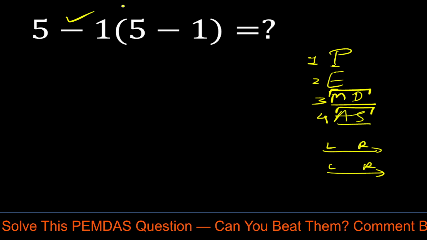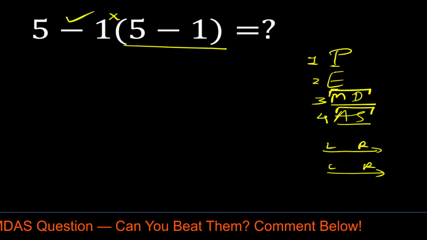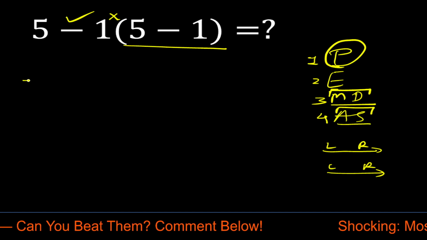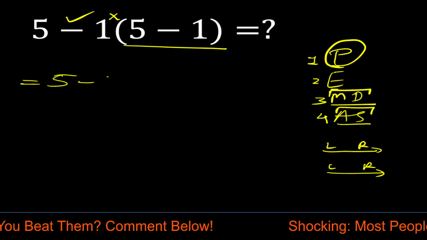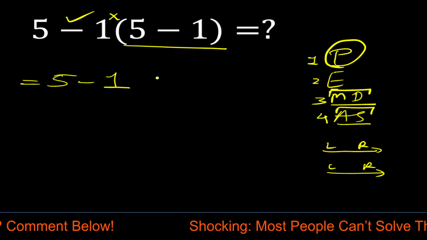So in this question, here we have subtraction, here multiplication, and here parenthesis. So according to PEMDAS rule, first we have to solve parenthesis, right? So 5 minus 1. Now solve this parenthesis first. 5 minus 1 is equal to 4.